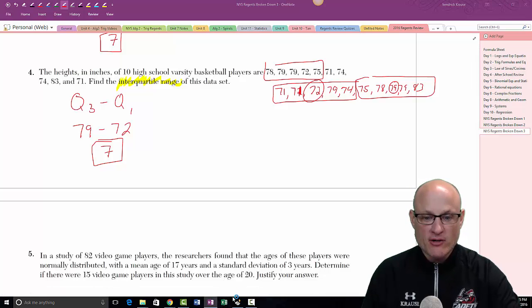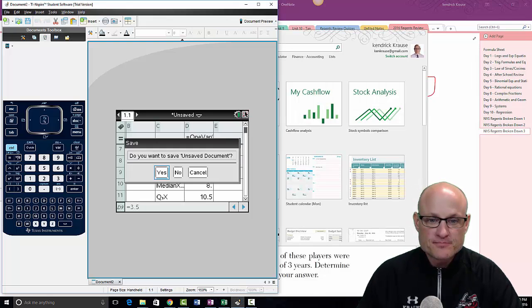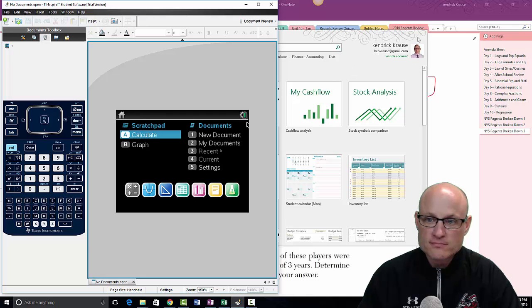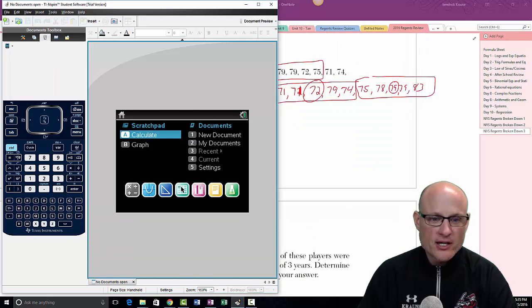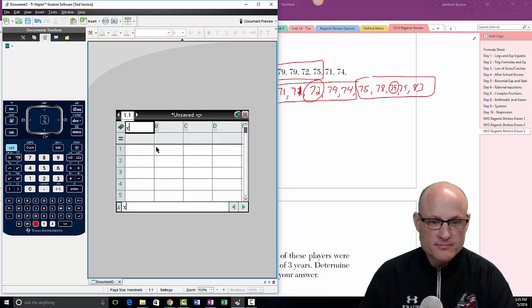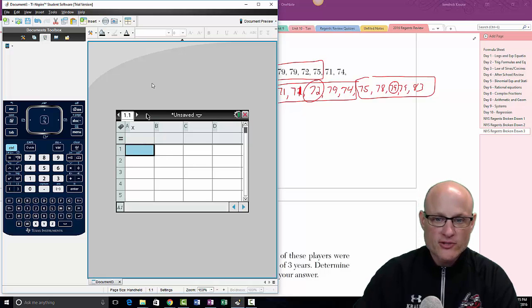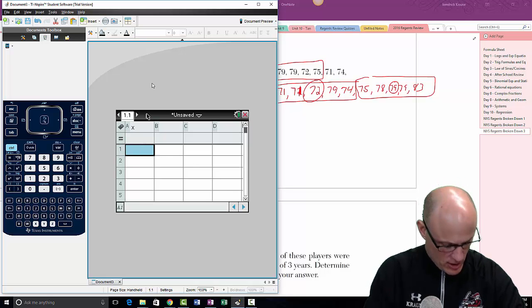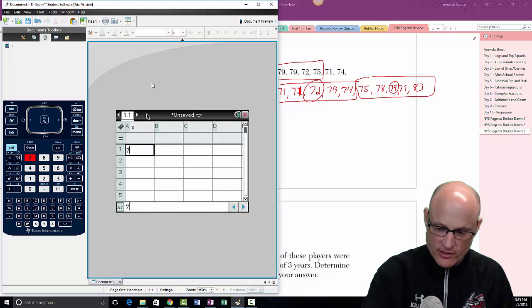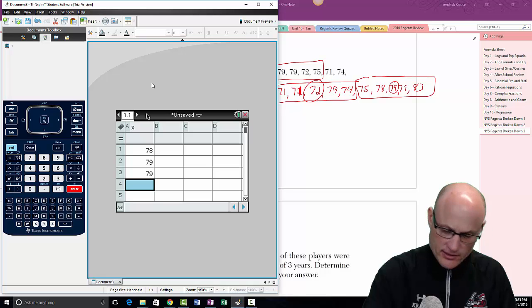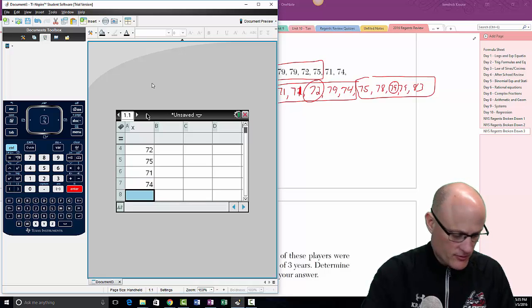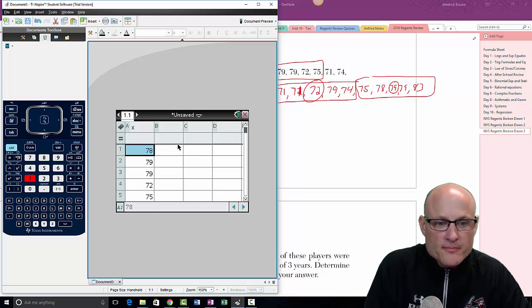But I can also just come over to my calculator. And go back in, call it X. And just type them in. And I'll type them in any order I want. I'm going to look down on my sheet so I can do this here. 78, 79, 79, 72, 75, 71, 74, 74, 83, and 71.